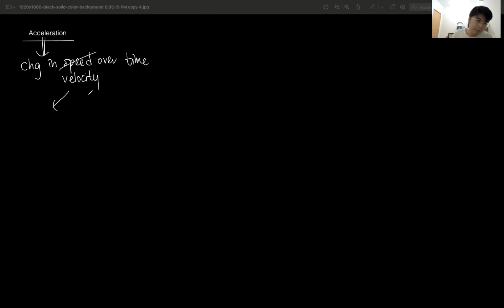Now, you already know that velocity has magnitude and also direction. It is a vector quantity. So if there is a change in magnitude, like you go from 5 meters per second and suddenly go to 10 meters per second, there's a change in magnitude, so it has acceleration. Or it can be a change in the direction.